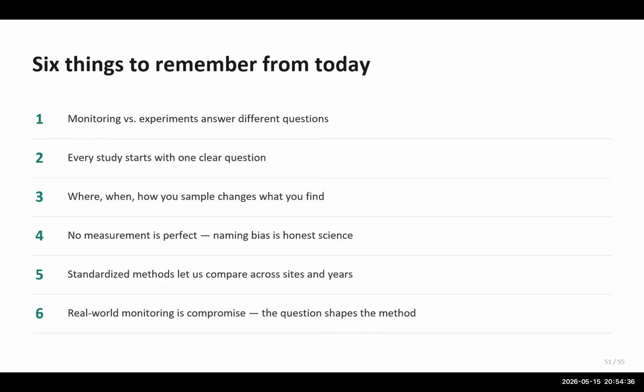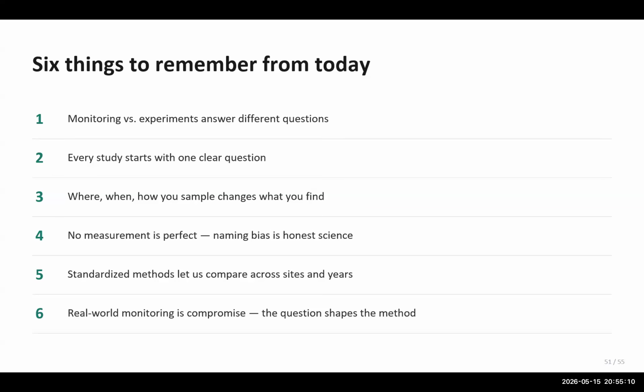So now let's see the 6 things to remember from today's lecture. I want you to take these ideas home with you after today. One important thing is that monitoring and experiments answer different questions, remember. One is to see what is going on in the environment. The other one is to see what happens if I change this condition.